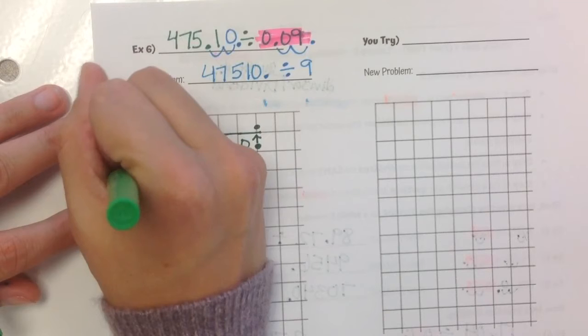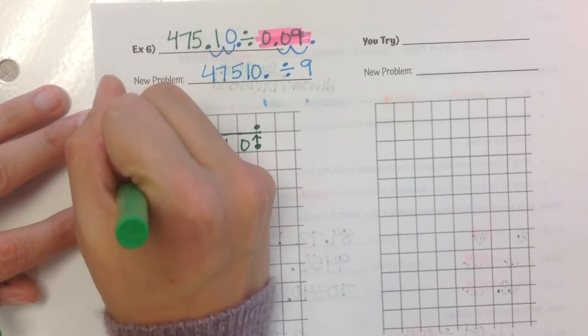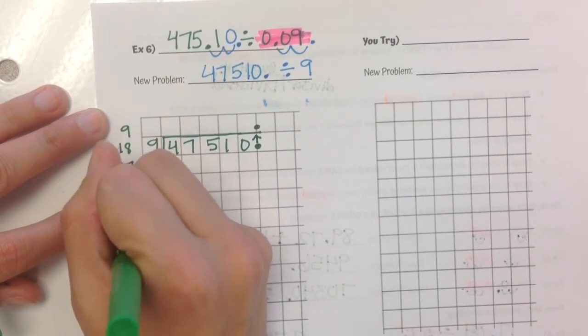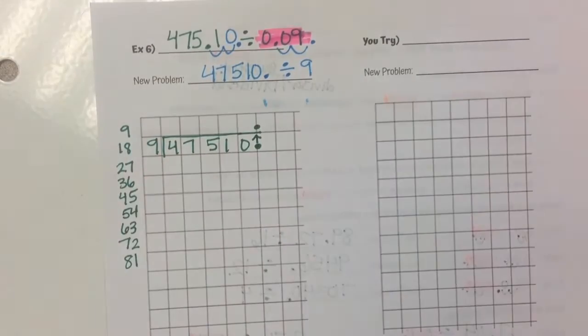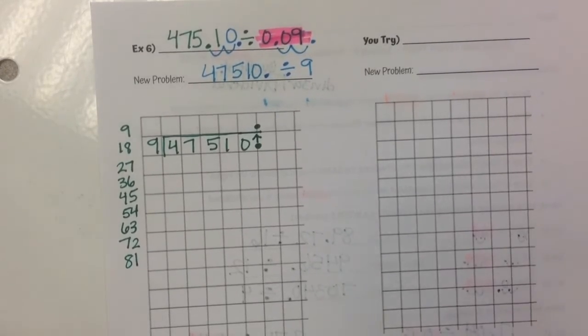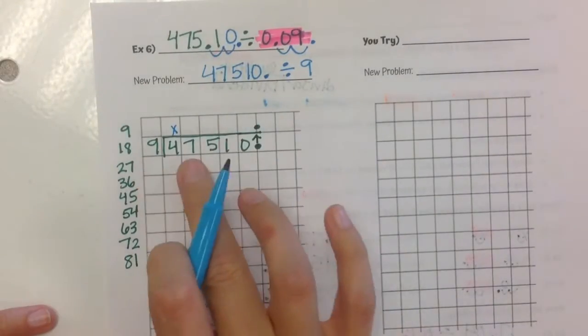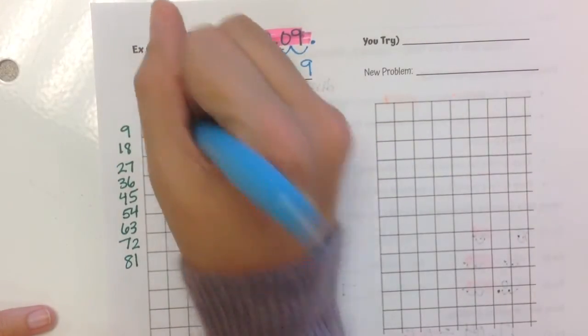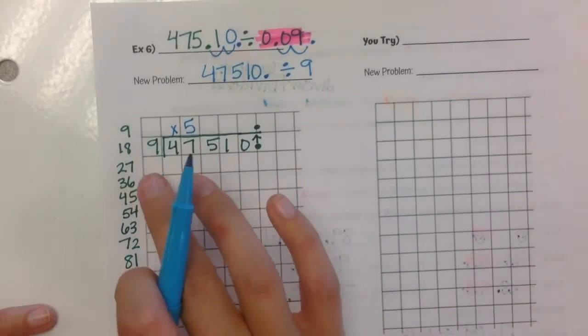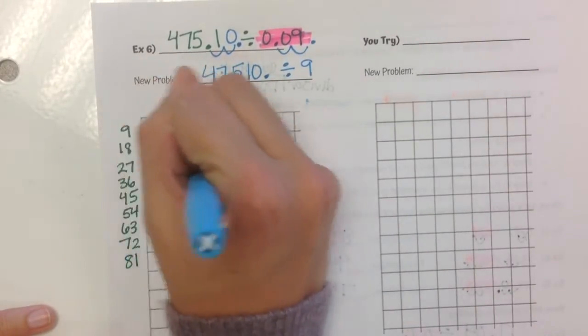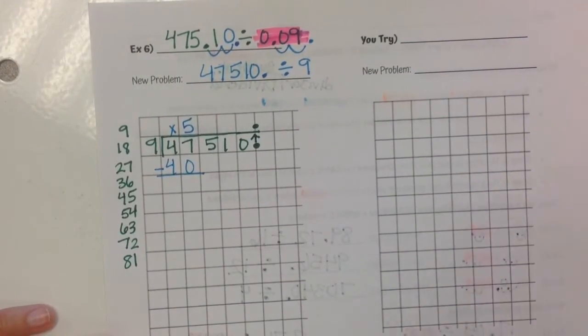9, 18, 27, 36, 45, 54, 63, 72, 81. And I know that was quick. You can pause the video if you need to write that down, or use your multiplication chart. 9 does not go into 4, but it goes into 47 five times. Now we multiply. 9 times 5 is 45. Then we subtract. 47 minus 45 is 2.